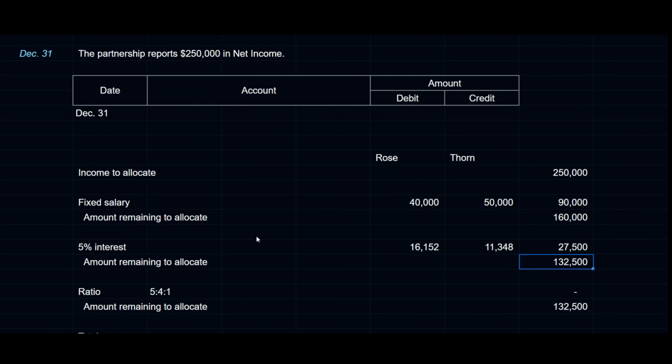We were told earlier that Rose and Thorn would keep everything the same, but just remove Tulip. If we remove Tulip, we get the following, a 4-to-1 ratio. So we can take a 4-to-1 ratio as being 4 plus 1 equals 5. And so Rose will get 4/5 of whatever's left over, and Thorn would get 1/5.